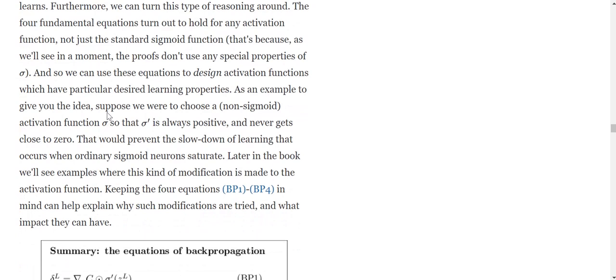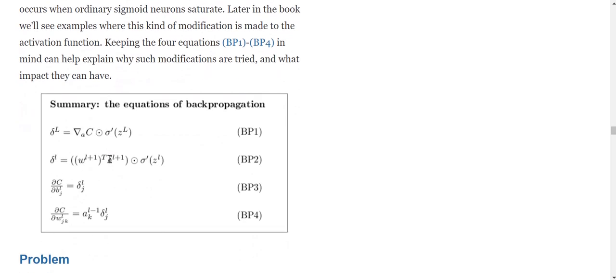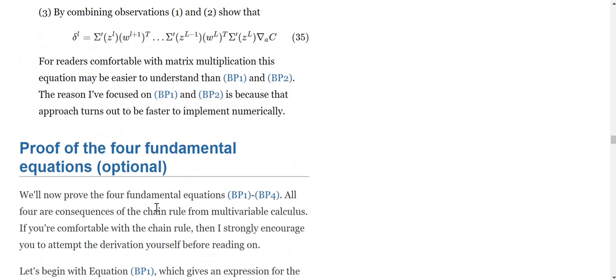As an example, to give you an idea, suppose we were to choose a non-sigmoid activation function sigma so that the derivative sigma prime is always positive and never gets close to zero. This would prevent the slowdown of learning that occurs when ordinary sigmoid neurons saturate. Later in this book, we'll see examples where this kind of modification is made to the activation function. Keeping the four equations in mind can help explain why the modifications are tried and what impact they can have. So these are the four equations of backpropagation.